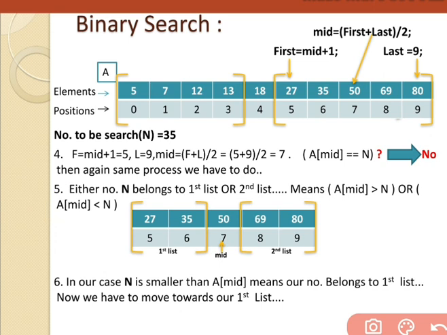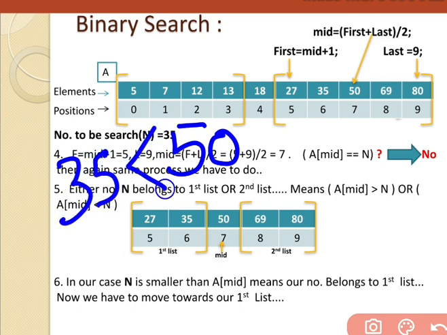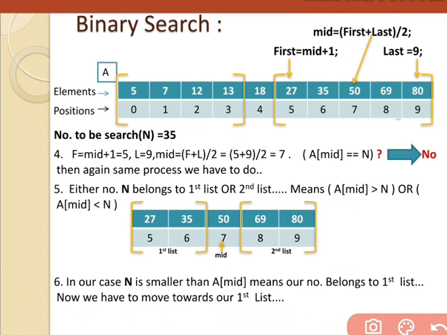See what happened. The mid location contains 50 and our number is 35, which means 35 is smaller than 50. Now if it is smaller, then it belongs to the first list. If it is greater, then it belongs to the second list. In our case it is smaller, so it belongs to the first list. Now we have to focus on this part only.